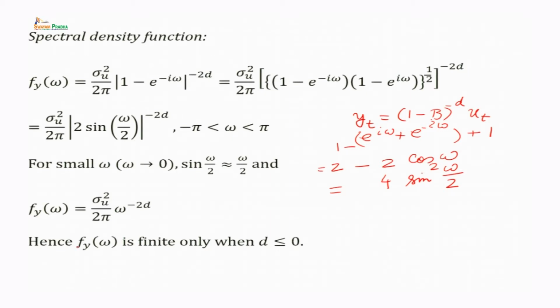So from here you verify that f_y(omega) is finite for all values of omega only when d is less than or equal to 0. Otherwise, as omega tends to 0, this term will create a problem because you have a negative power here. This term will tend to infinity. So if d is greater than 0, then this spectral density function will not exist, it will create a problem.